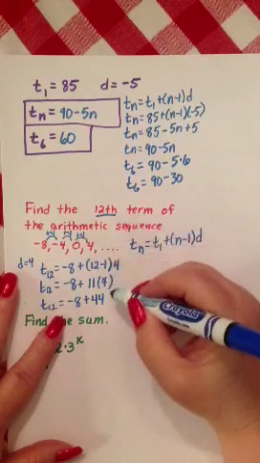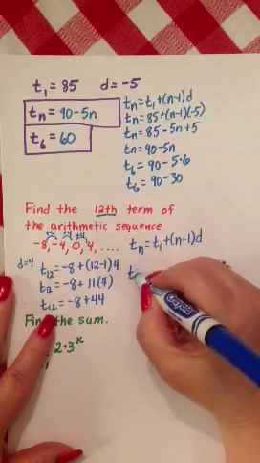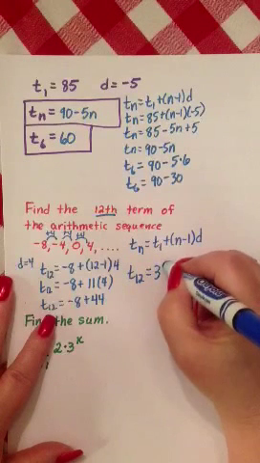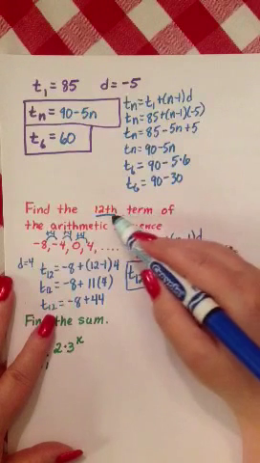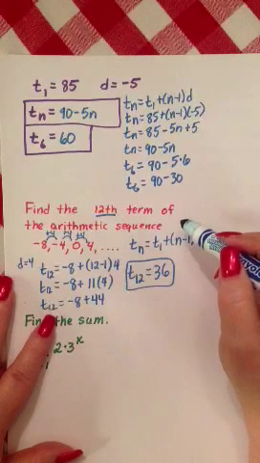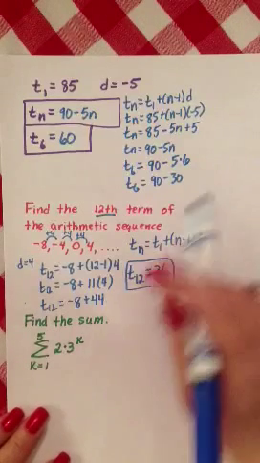36, I think? I believe so. So you'd say t sub 12 is equal to 36. Okay, they ask us to find the 12th term, so that's t sub 12. All right, let's do our next one here.